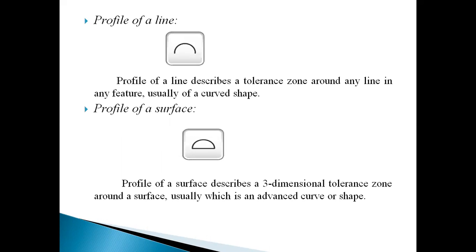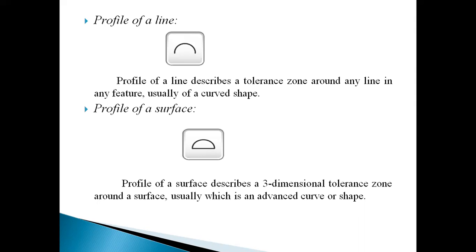Next one is profile of a line. Profile of a line describes a tolerance zone around any line in any feature, usually of a curved shape. It is generally a two-dimensional tolerance that can be applied to any linear feature. It is the condition permitting a uniform amount of profile variation, either unilaterally or bilaterally, along a line element of a feature. It is called out on a surface like a radius on a part. Profile of a line specifies how much that cross section can vary from a true curve radius.